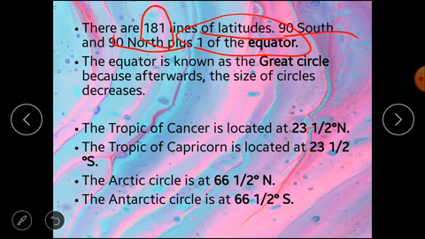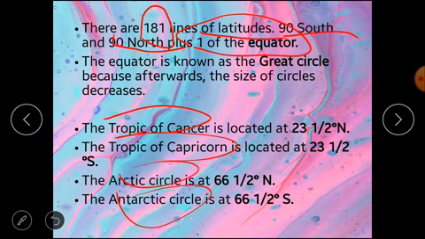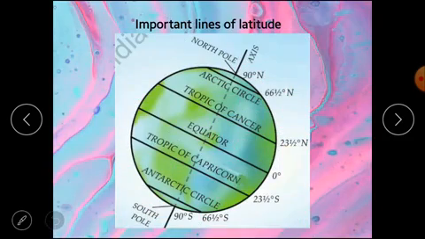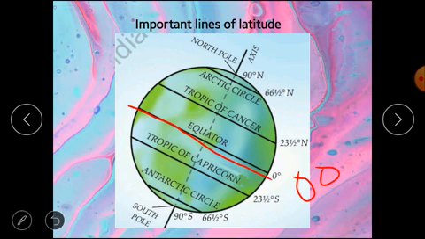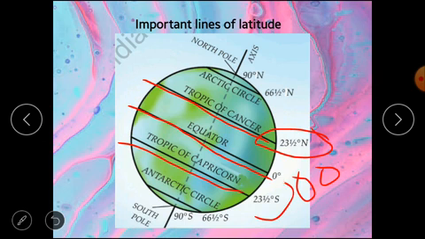Now there are some important circles or lines of latitudes. These are the Tropic of Cancer, Capricorn, the Arctic and the Antarctic Circle, and the North Pole and the South Pole. The equator is located at 0 degrees. The Tropic of Cancer is located at 23.5 degree north, because it lies in the northern hemisphere. Similarly, Tropic of Capricorn lies at 23.5 degrees south, because it is in the southern hemisphere.